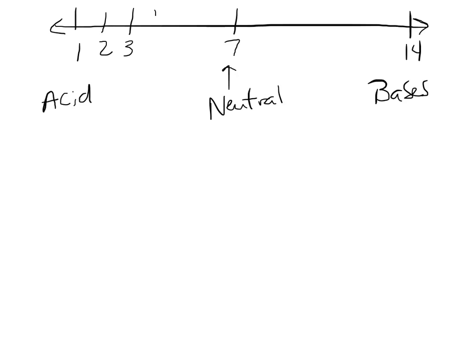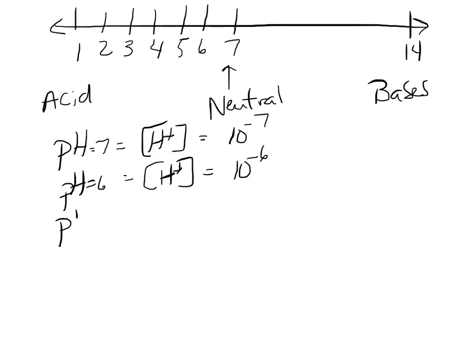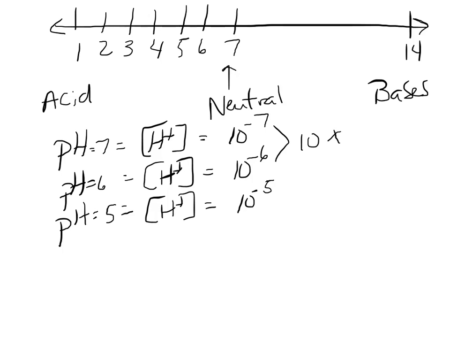Okay, so if you remember, we did the log of 3. Okay, each one of these is a power of 10 difference. Okay, so a pH of 7 is a hydrogen ion concentration of 10 to the negative 7th, and we'll drop the 1. A pH of 6 is an H plus concentration of 10 to the minus 6th. Remember, that's a negative log thing. So pH of 5 equals an H plus concentration of 10 to the minus 5th. So each time you move, this is 10 times more acidic. Okay, and if we go from 7 to 5, that's 100 times more acidic.